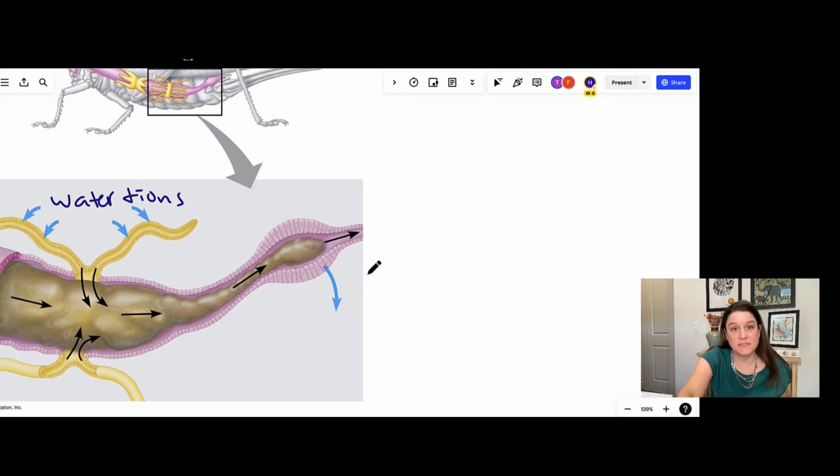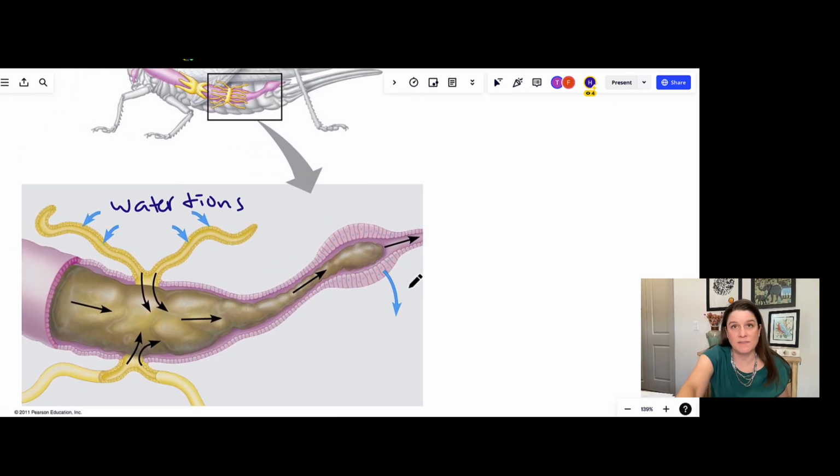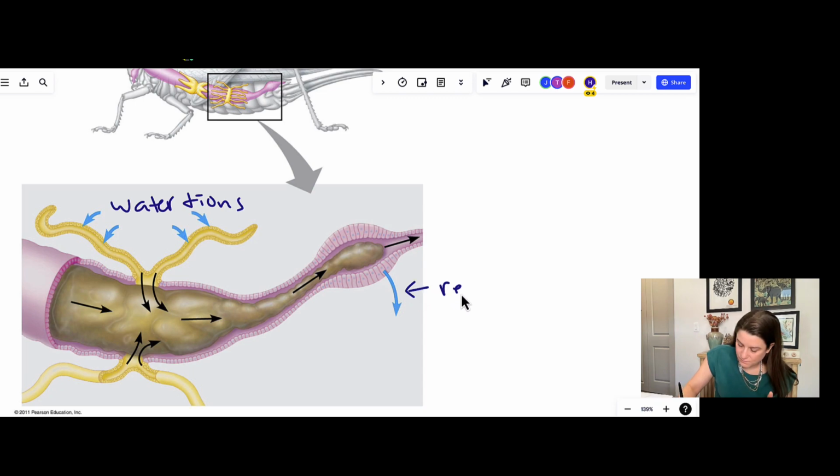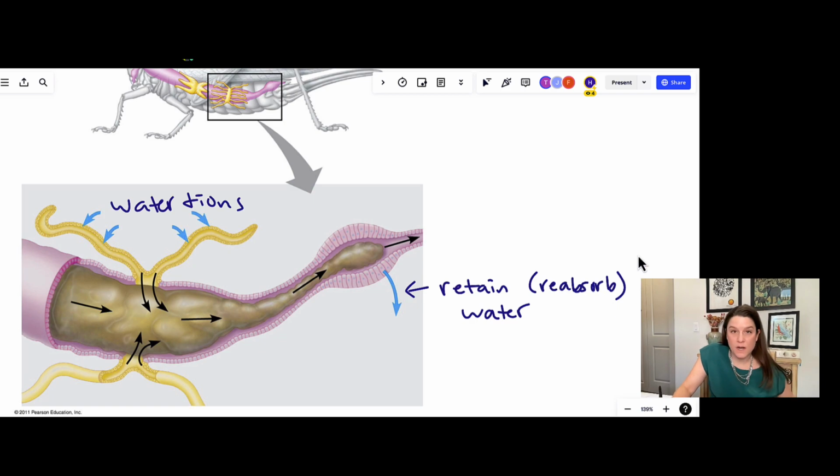But these guys don't have gas exchange with the circulatory system. That's separate. They have it with the tracheal system. But here we have water and ions from the body going in. They're going to reabsorb a lot of the water.